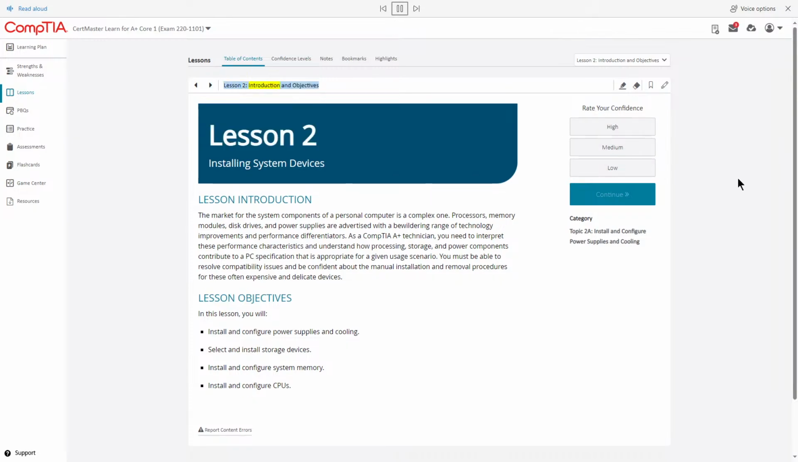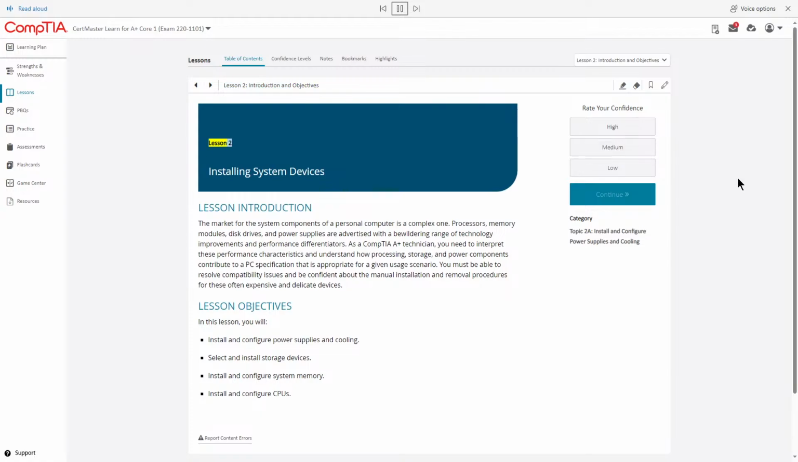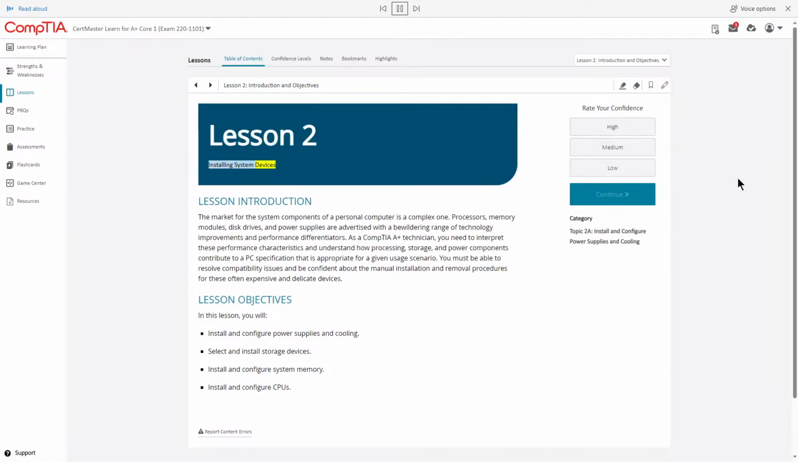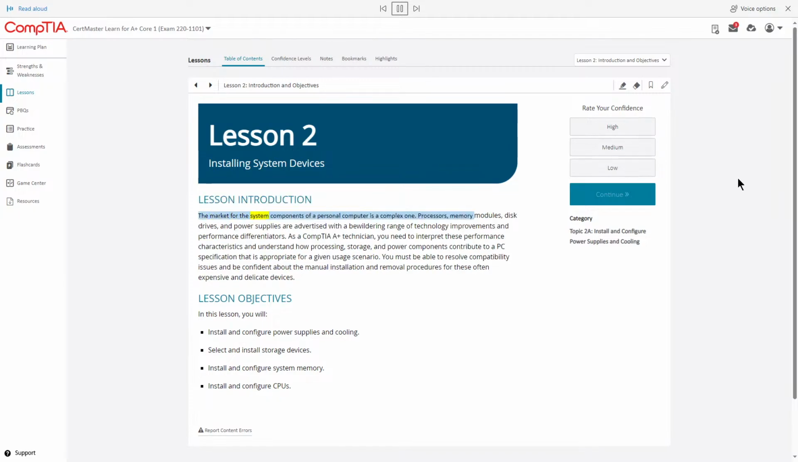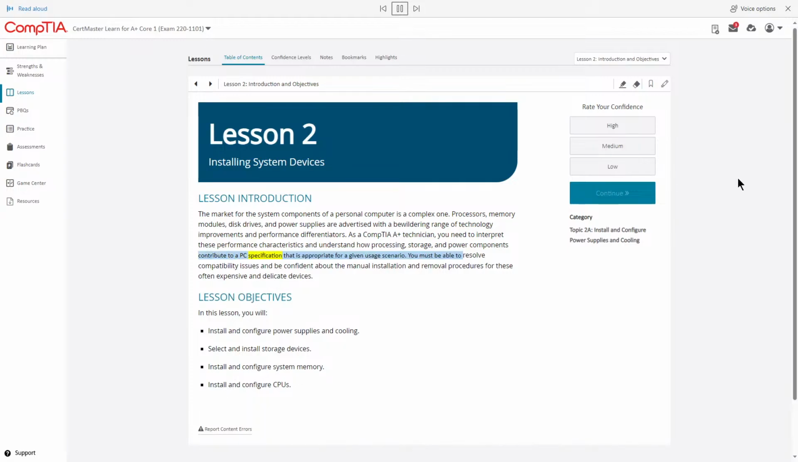Lesson 2 Introduction and Objectives. Lesson 2 Installing System Devices. Lesson Introduction. The market for the system components of a personal computer is a complex one. Processors, memory modules, disk drives, and power supplies are advertised with a bewildering range of technology improvements and performance differentiators. As a CompTIA A Plus technician, you need to interpret these performance characteristics and understand how processing, storage, and power components contribute to a PC specification that is appropriate for a given usage scenario.